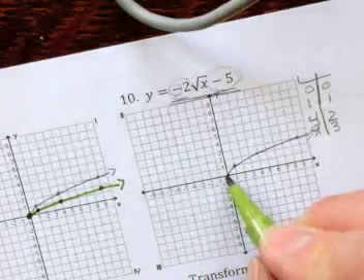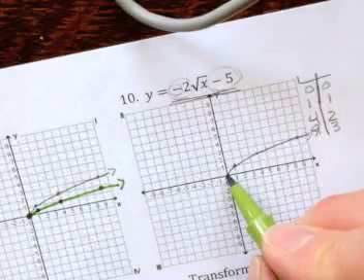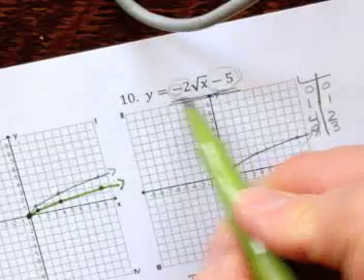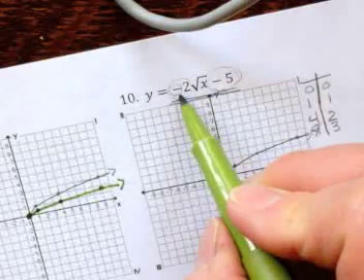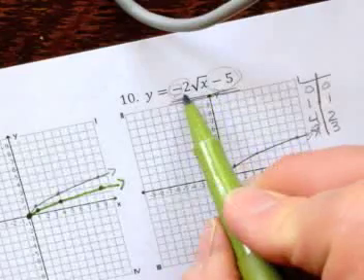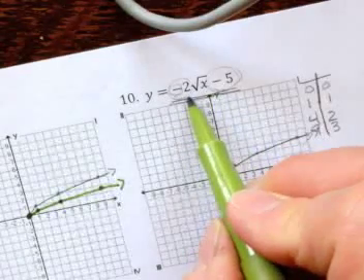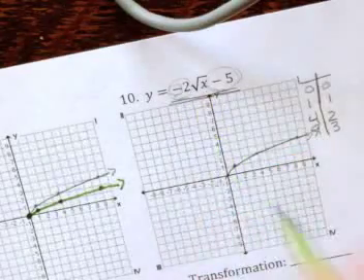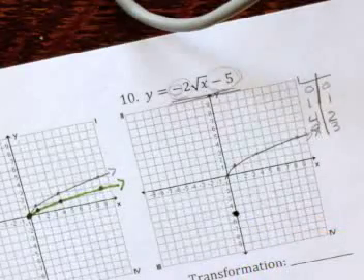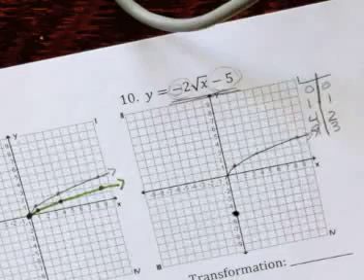So let's start with the point 0, 0. My y value is 0. Order of operations says I need to multiply that times -2 and then subtract 5. So 0 times -2 is 0. And then I subtract 5. And that gives me my first point at 0, -5.